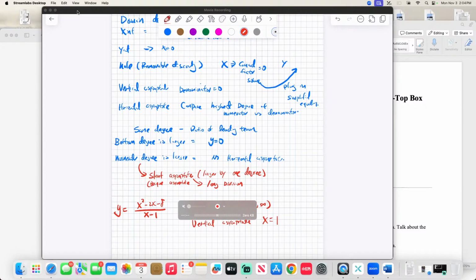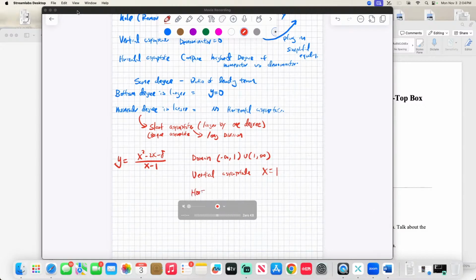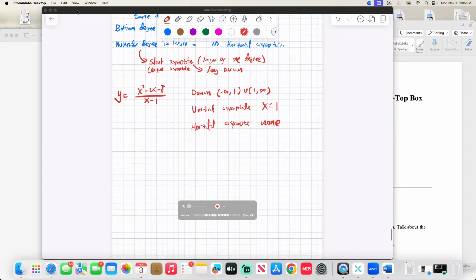Okay, so let me ask you: is there any horizontal asymptote here? It's larger on the top. If it's larger on the top, there is no horizontal asymptote. So the horizontal asymptote is none. However, there's a slant because it's larger by 1 degree. So how do I find the slant?